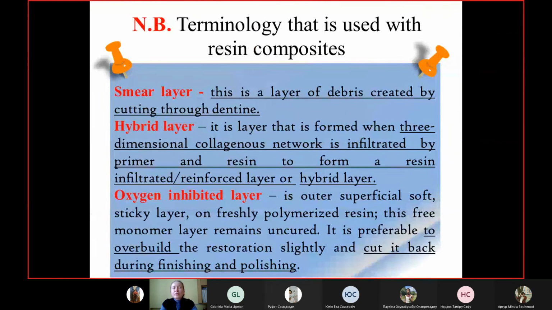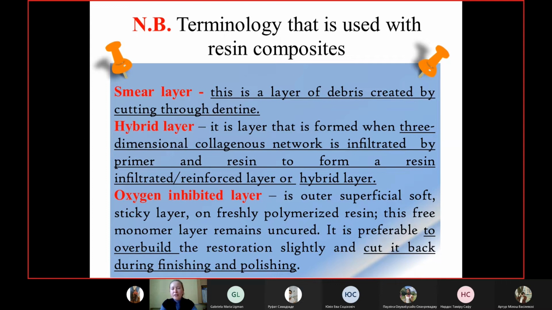When we are talking about resin composites, you should keep in mind these terms: smear layer, hybrid layer, and oxygen inhibited layer. So a smear layer is a layer that is created after cutting the dentine. It is a layer that has microorganisms and debris after cutting, and it is usually removed by phosphoric acid from etching gel.